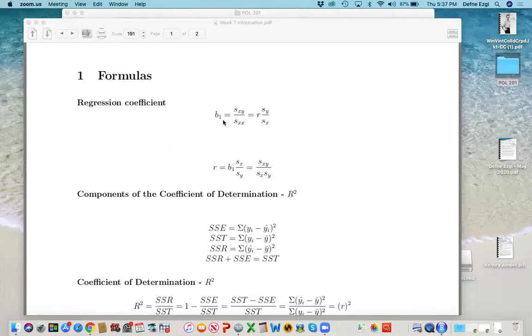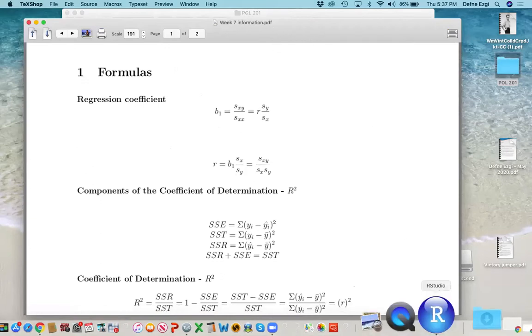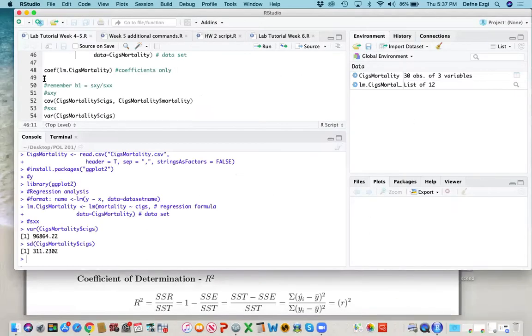Okay, so, as I said, I will be working with these formulas. So now what I want to do is go to RStudio really fast. So let me share that screen with you guys. RStudio.